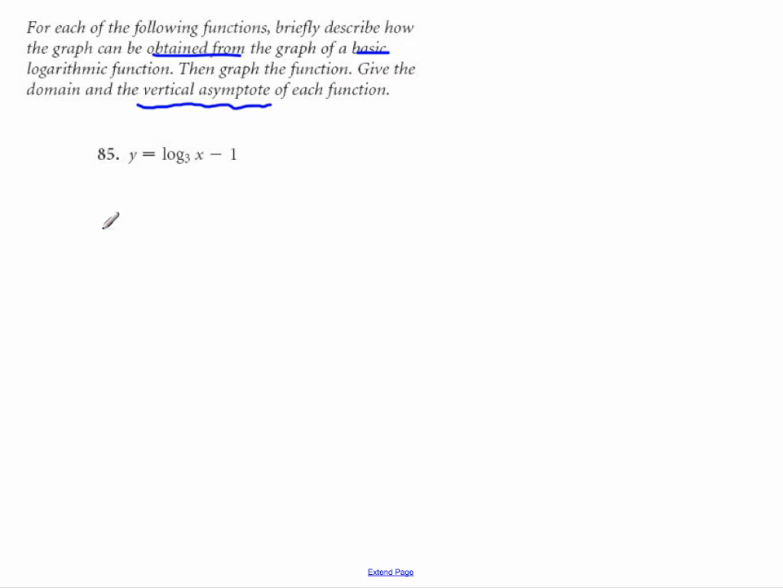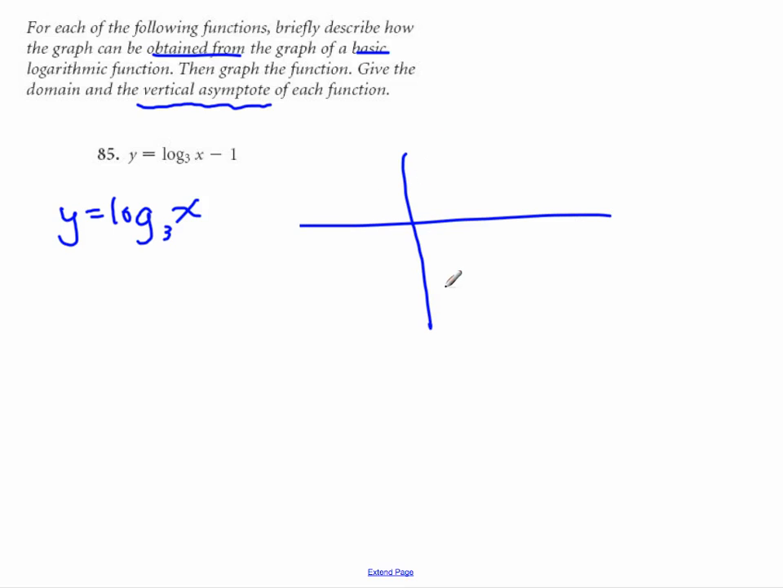Anyway, the graph of a normal y equals log base 3 of x, a logarithmic function, would look sort of like this. It's the inverse of an exponential graph, so it'd have to look something like this. Go like this, and then start going like that. So that would be the base one, the dark blue one. Notice that this line here goes down and down. It gets closer and closer to the y-axis, but never touches it. So the y-axis is called the vertical asymptote.